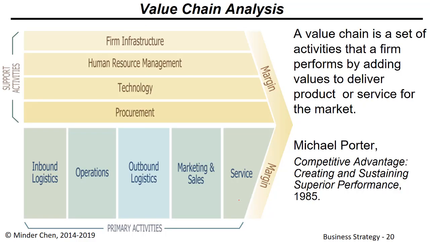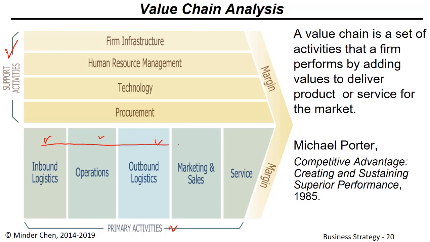Next is value chain analysis. Value chain analysis by Michael Porter. He basically used a value chain like this diagram to show a set of activities. Each building block is an activity. And he classified those activities into primary activities and then supporting activities.